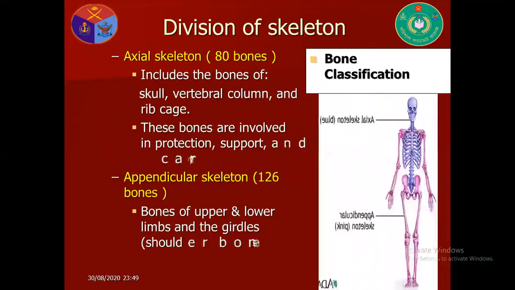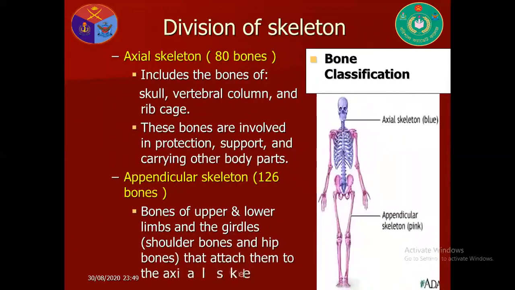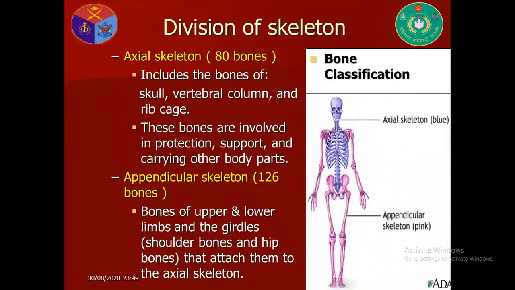Now, division of the skeleton. The skeletal system is divided into two parts: axial skeleton and appendicular skeleton. The axial skeleton consists of 80 bones. It includes the bones of the skull, vertebral column, and rib cage. These bones are involved in protection, support, and carrying the other body parts.